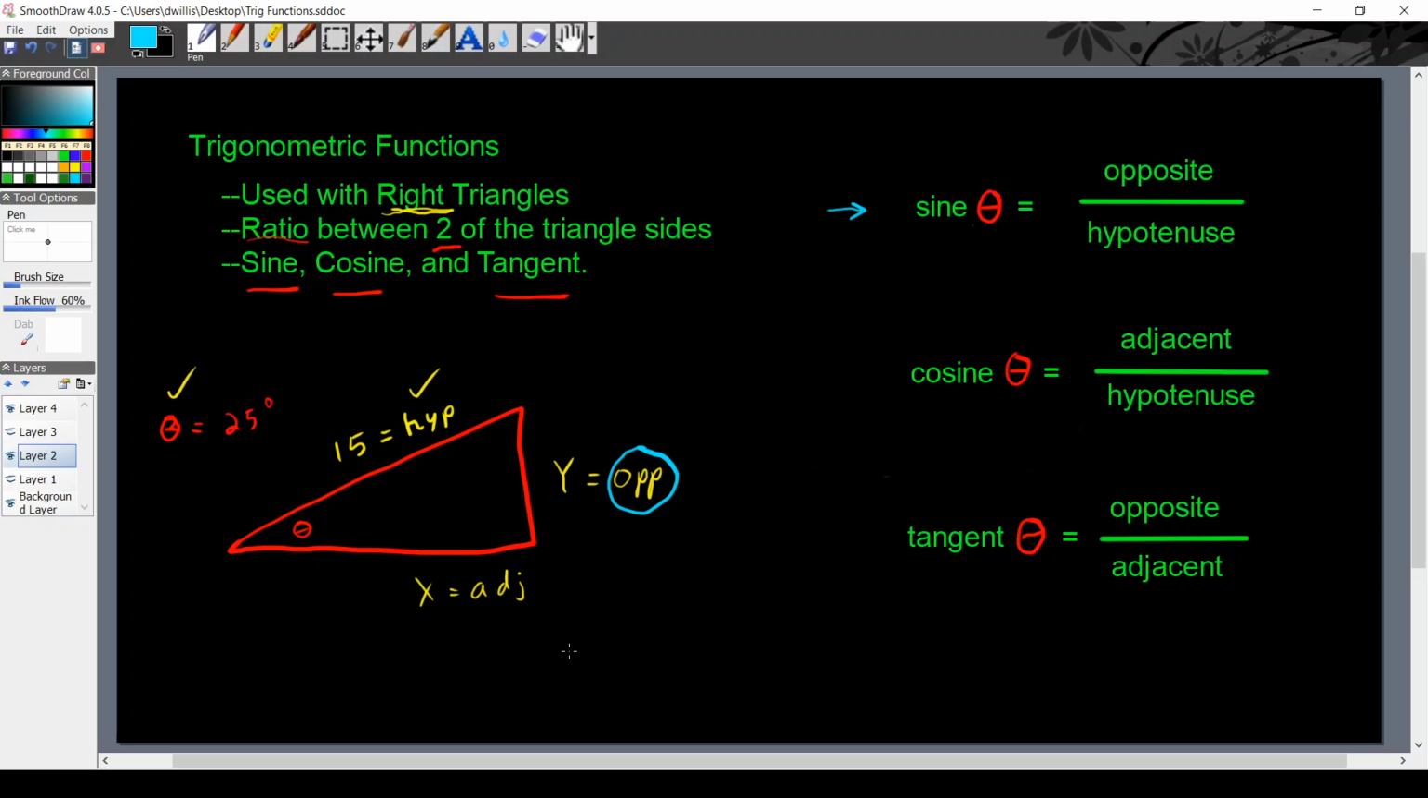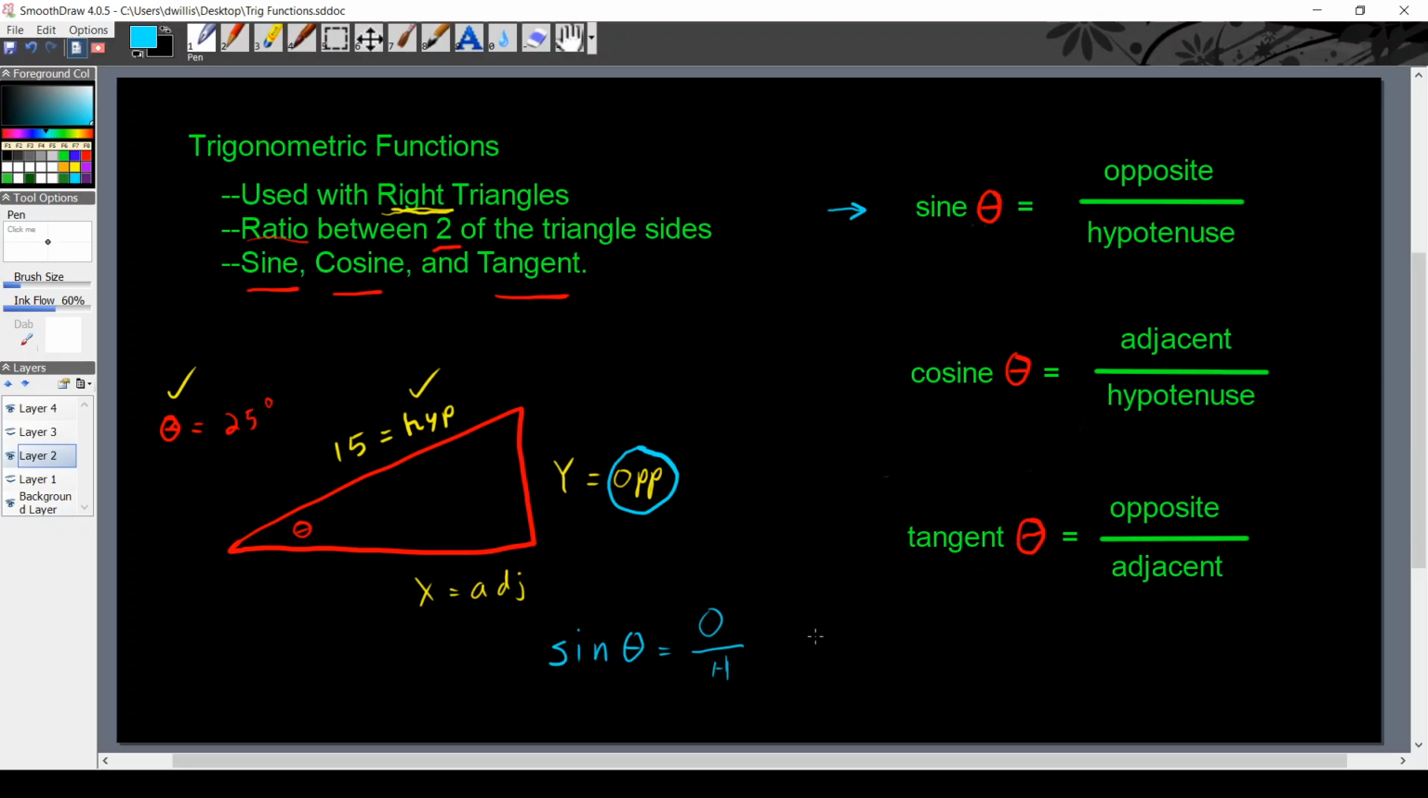All right, a shorthand way to write sine is just to abbreviate with 3 letters and stop after the n. So sine theta equals opposite divided by the hypotenuse. These are actually a math function. So let's go ahead and put in our numerical values.